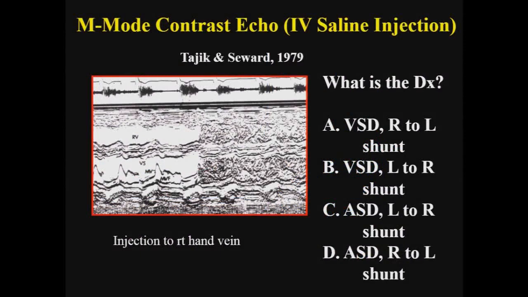So M mode contrast echo is something that is not used anymore, but it's a very elegant technology. What we used to do is inject contrast bubbles into the vein.